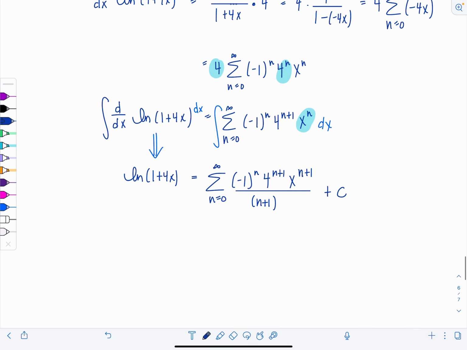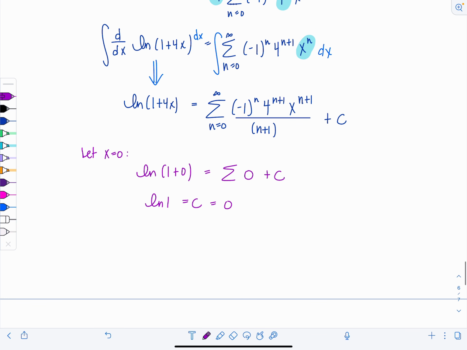Okay, now from here, we have to find c. So where is this power series centered? At 0. Remember, if it's not centered at 0, it would be like x minus or x plus some number in parentheses. I don't see that. So I'm going to plug in 0. So I have ln(1 + 0) equals the sum of a bunch of zeros plus c. So ln 1 equals c, which is 0.